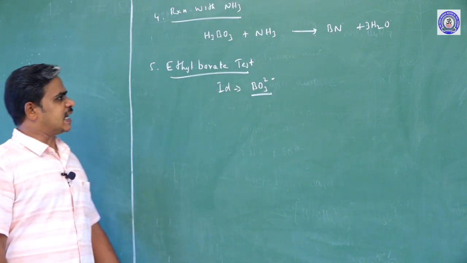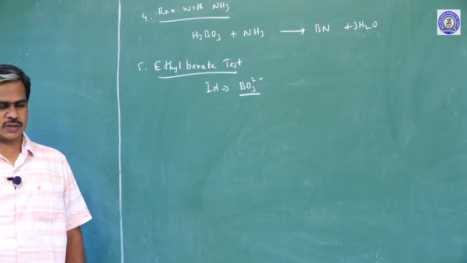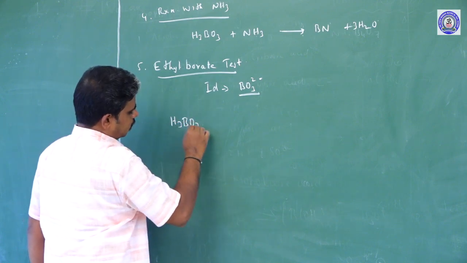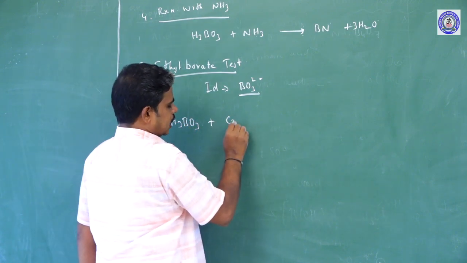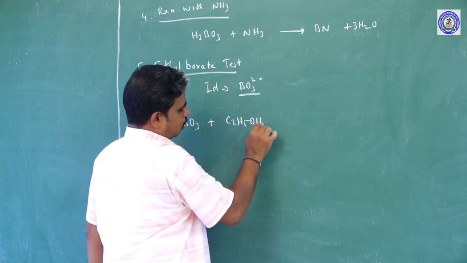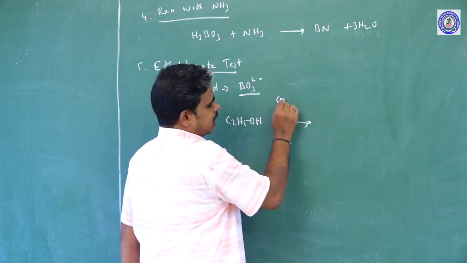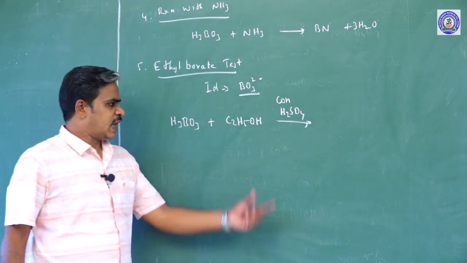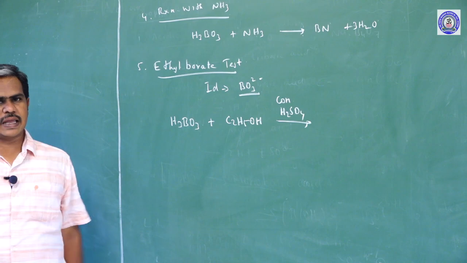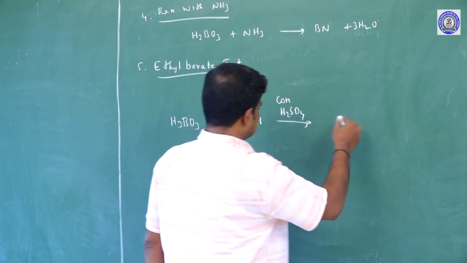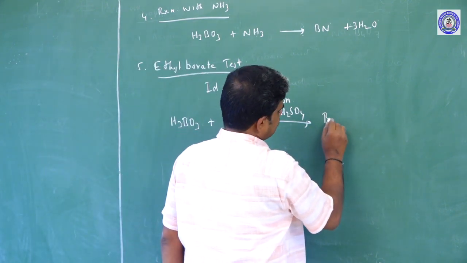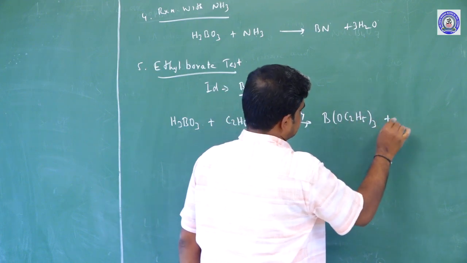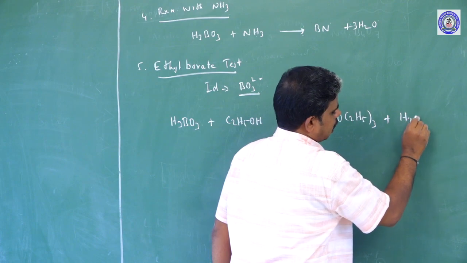Borate radical is identified by the ethyl borate test. Now we take boric acid, H3BO3, with ethyl alcohol, C2H5OH, in the presence of concentrated sulfuric acid. When ethyl alcohol is treated with boric acid, we get an ester, B(OC2H5)3, and water molecules.